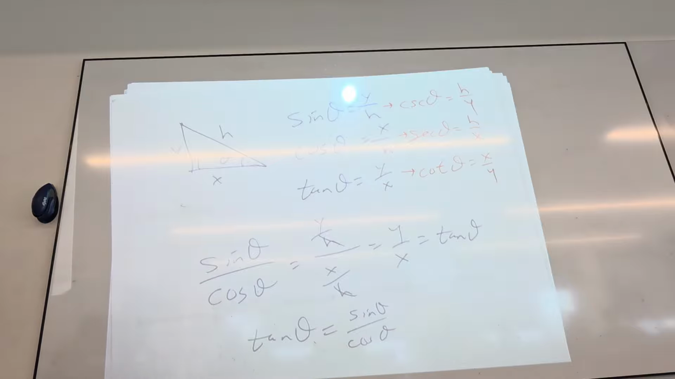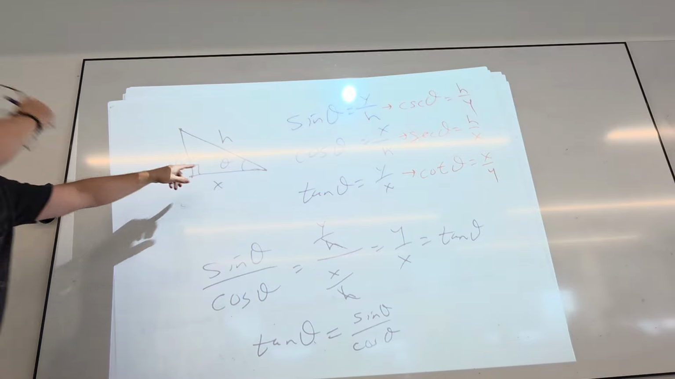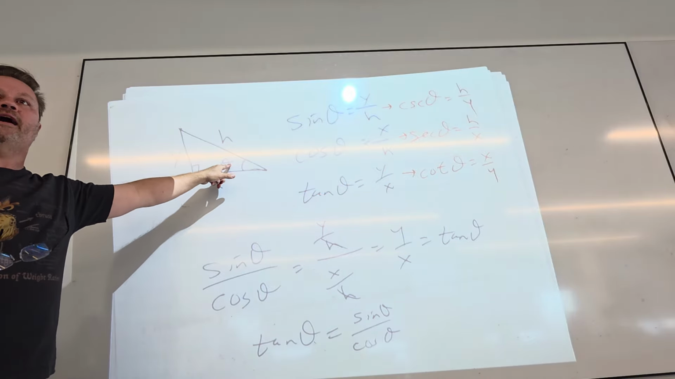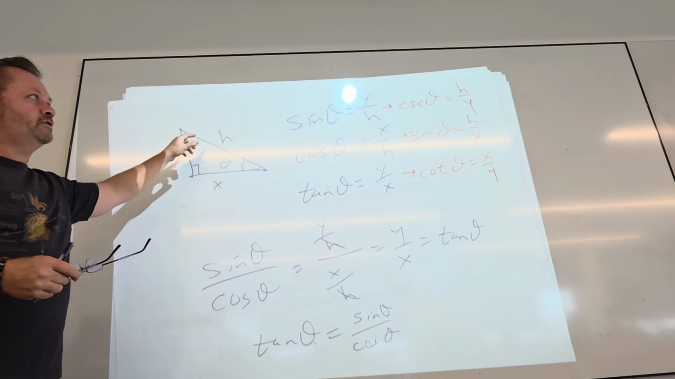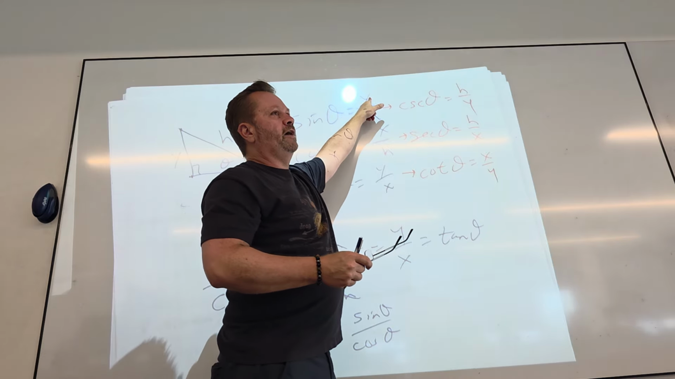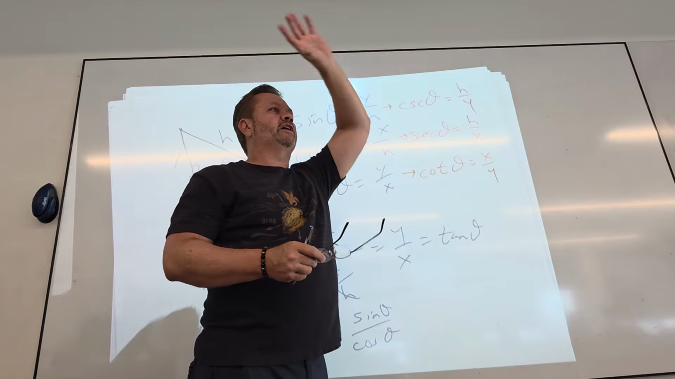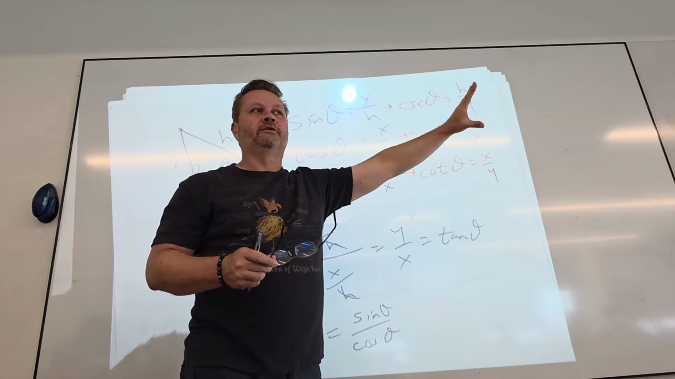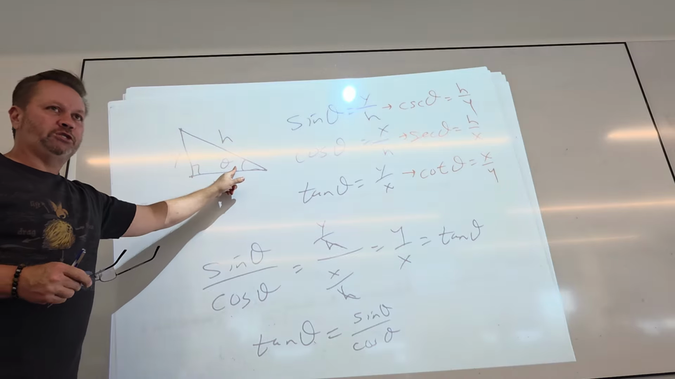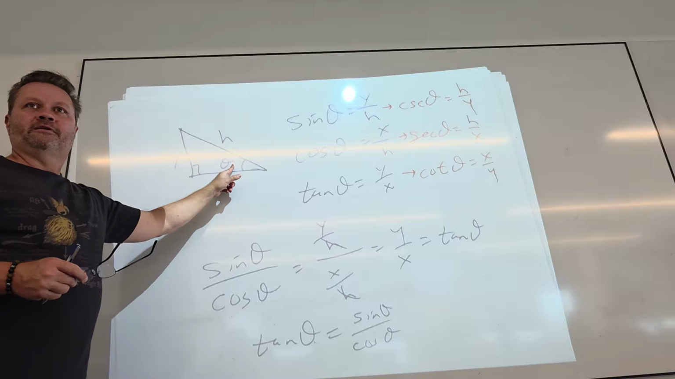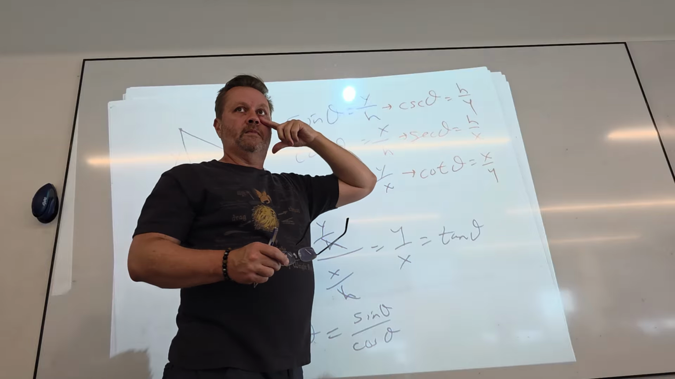Well, I might as well pay a little lip service to it right now. What is the side that is across from this angle? What side is across from this angle? Yes. So sine is the opposite side over the hypotenuse. That's SOH. Sine is opposite over hypotenuse. That's the SOH from SOHCAHTOA. What's the side that's not the hypotenuse that's adjacent to this angle? X. So cosine is adjacent divided by hypotenuse. You guys follow?